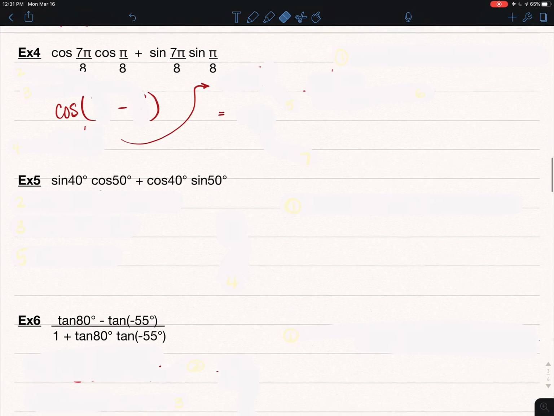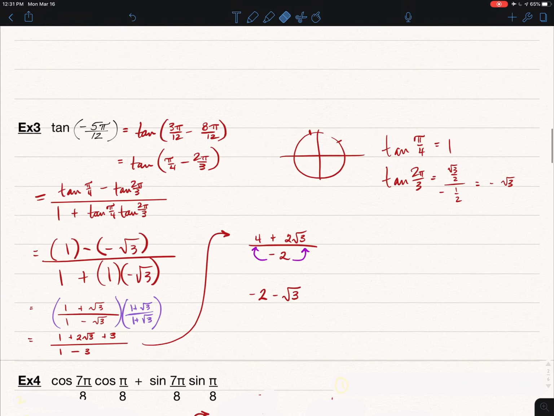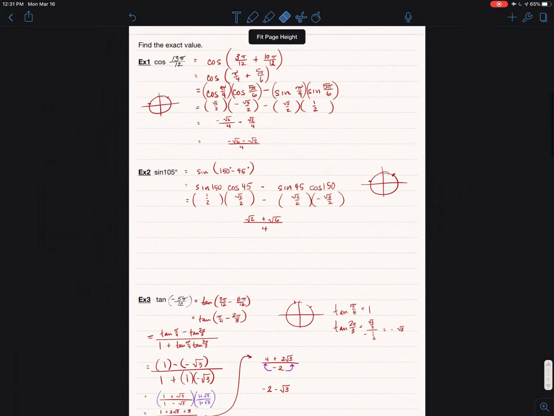All right, now examples 4, 5, and 6 are all the same type of example, just like examples 1, 2, and 3 were all the same type of examples.